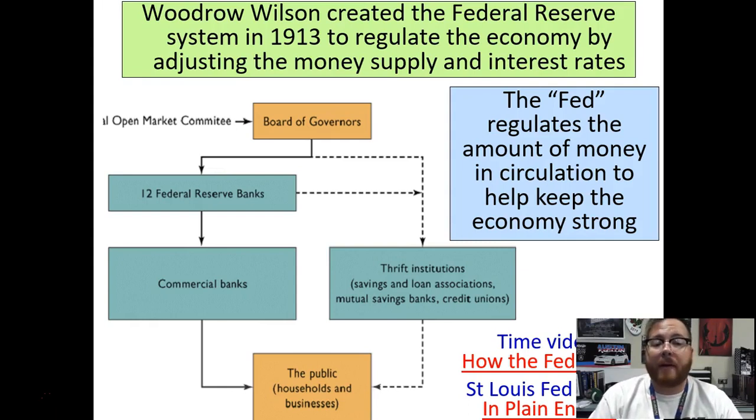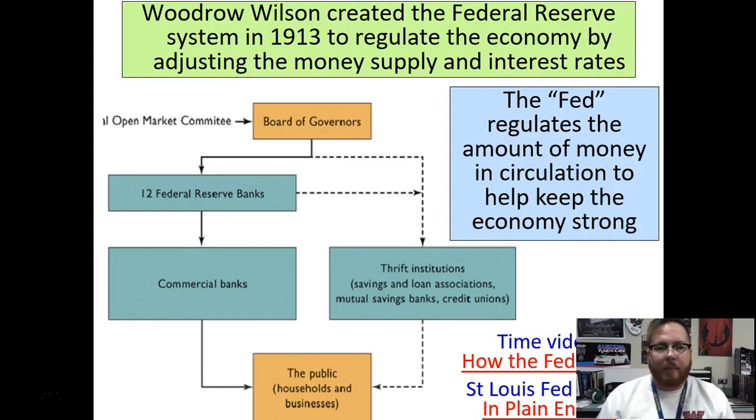Woodrow Wilson created the Federal Reserve System in 1913 to regulate the economy by adjusting the money supply and the interest rates as well. The Fed, another term for the Federal Reserve, regulates the amount of money in circulation in the United States, which means the amount of actual physical money that's going around, used to buy and sell things. And controlling that amount of money helps to keep the economy strong.